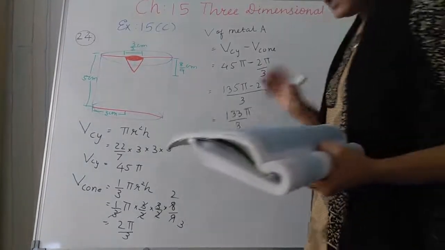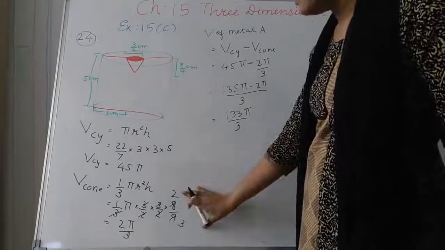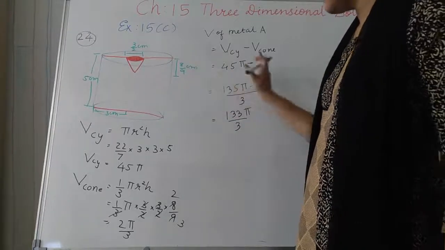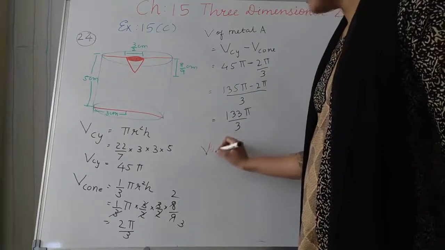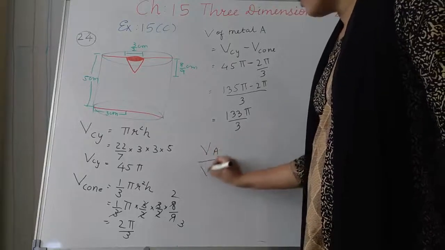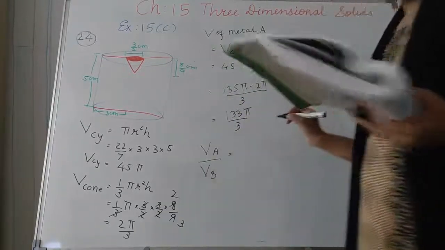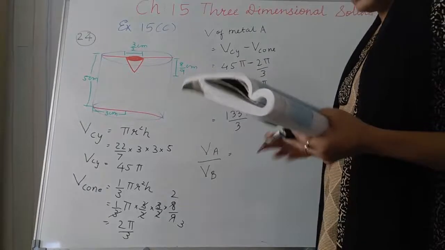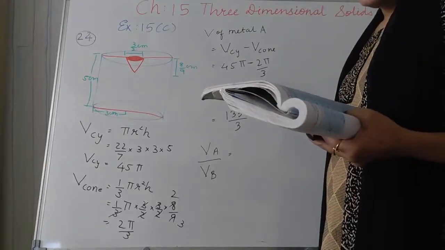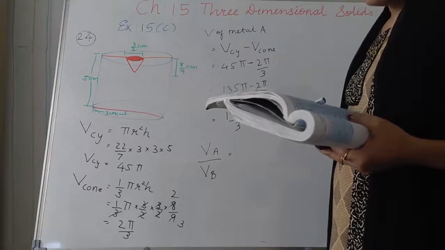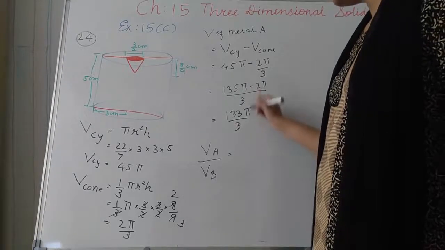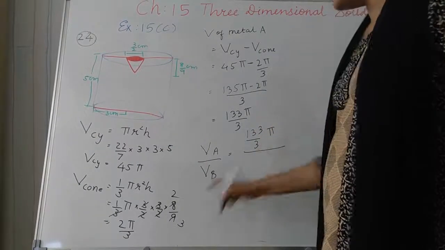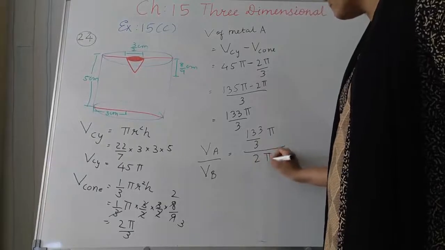Now we need to find the ratio. This is only metal B. Cone is only metal B and metal A is cylinder minus cone. So now volume of metal A to volume of metal B. So for that we need to put here the value of metal A. So here metal A is 133 by 3 pi and metal B is this one, 2 pi by 3.